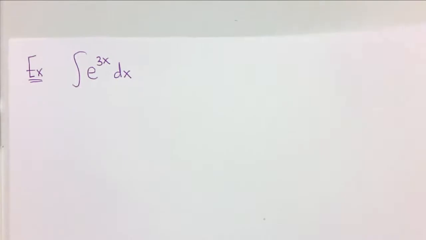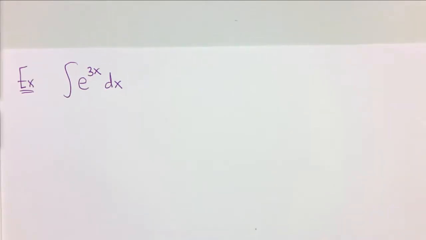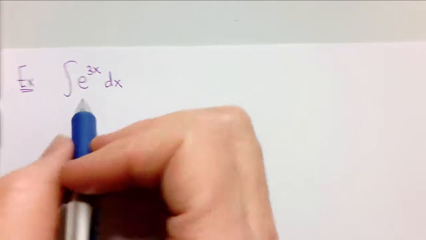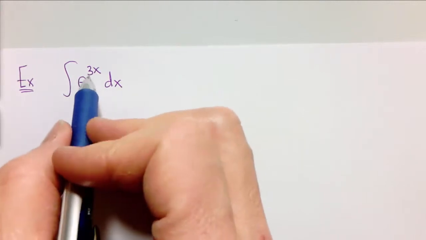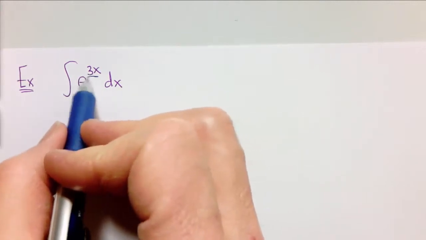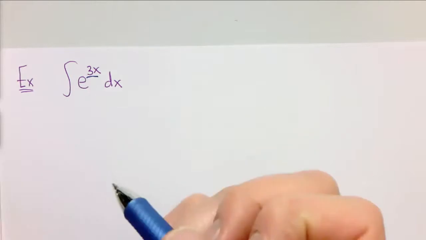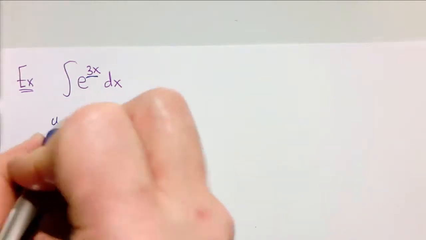One more type 2 here before you, or maybe we'll do a couple. All right. What's inside? Well, 3x is inside the exponential. It's the exponent. So let's call u equal to 3x.